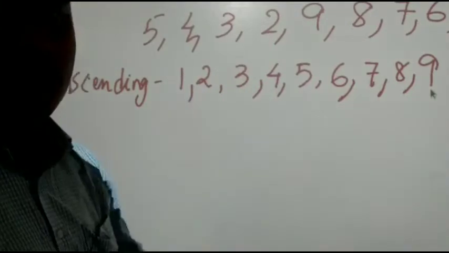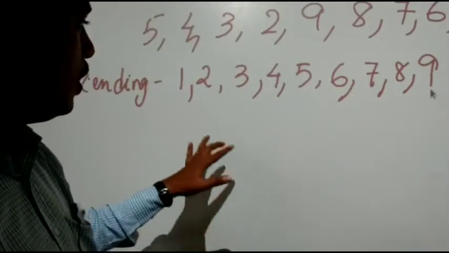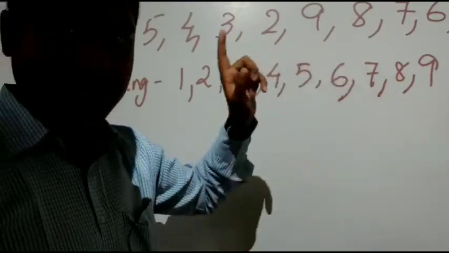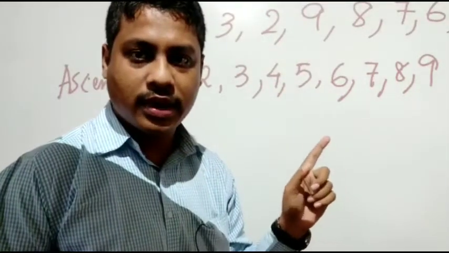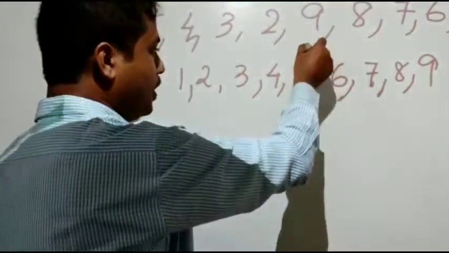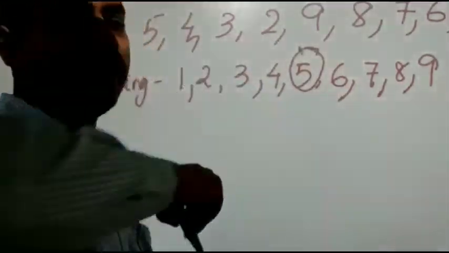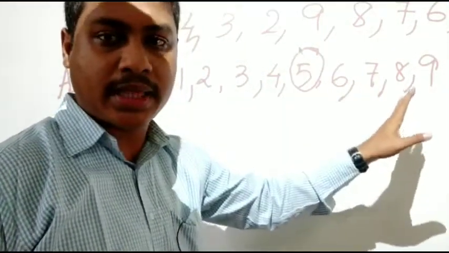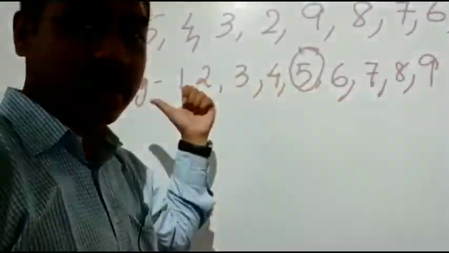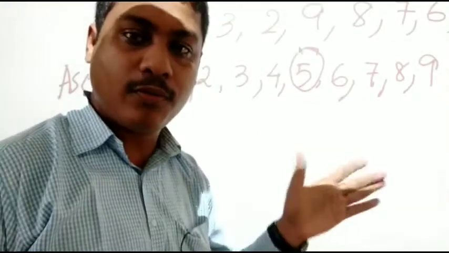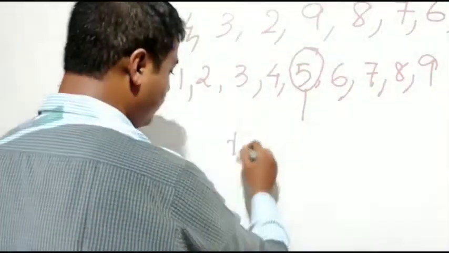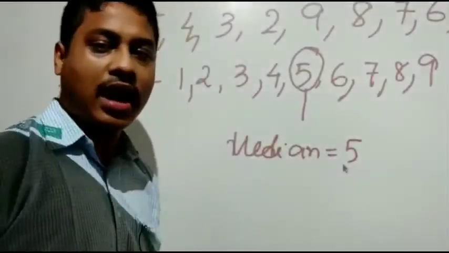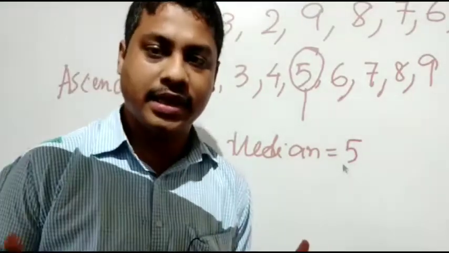Okay, now how will you find out the median from here? So if you consider here, total 9 numbers are there, and the median is a middle value. Here if I consider, your middle value will be 5. You see on the right hand side of the 5, how many numbers are there? There are 4. See on the left hand side, how many numbers are there? There are 4. That means here your median will be 5. This is how we need to find out the median.